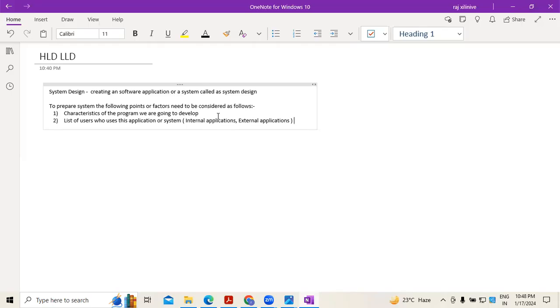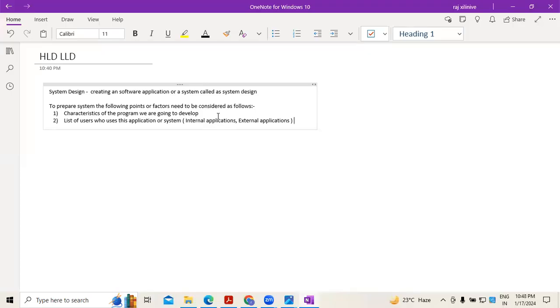These are what we generally call business users. Second, external applications. What are external applications? Something like an online banking application. The users of an online banking application are customers. Customers need not come to the home branch. Without coming to the home branch, customers can log into the online banking application and use it externally. So these are all external users.